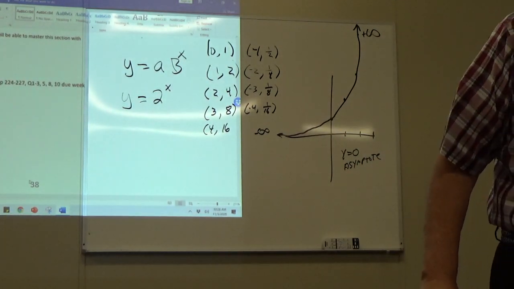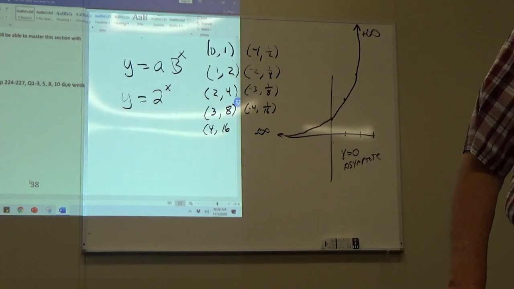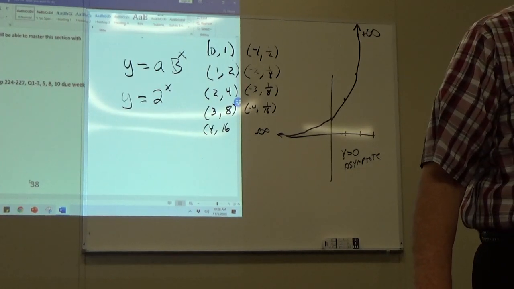Okay, now turn the page. Page 231. See the graph?